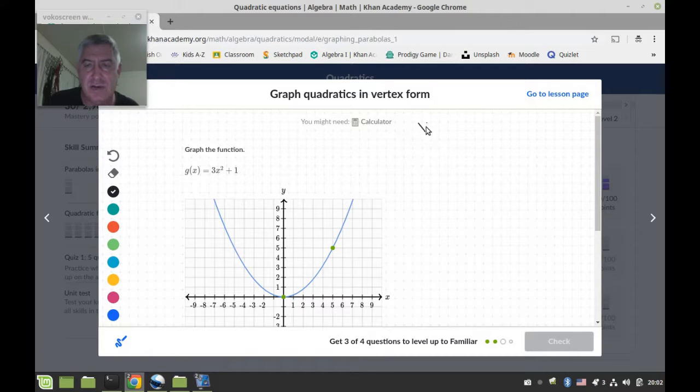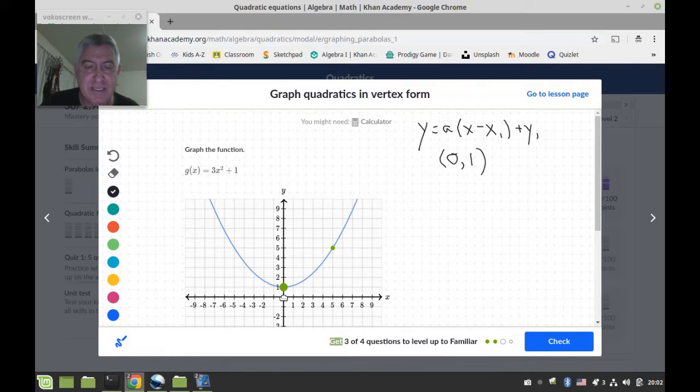So again, I'll write down our vertex form. y equals a times x minus x1 plus y1. So I want to know my vertex, x minus x1. Here I have 0. x minus 0 plus y1, 1. So I know that my vertex is at 0, 1. I also know my y-intercept is there, because that's the y-intercept, and this opens up like this.